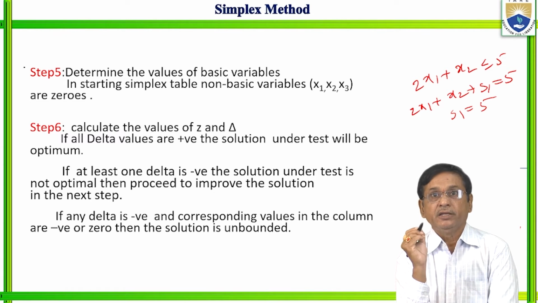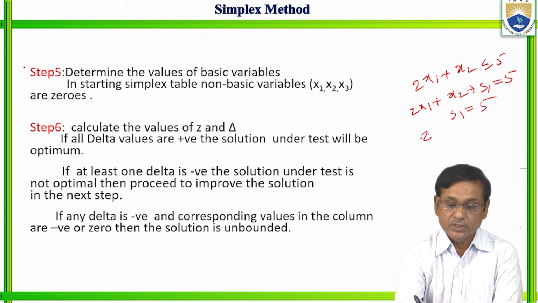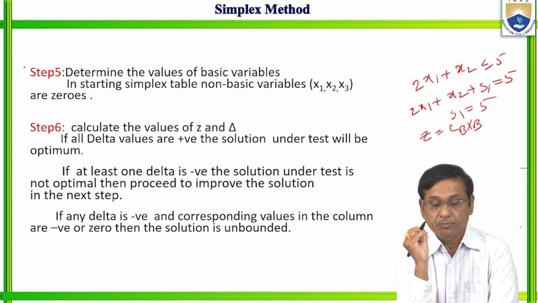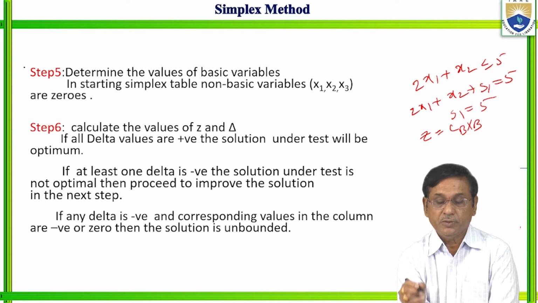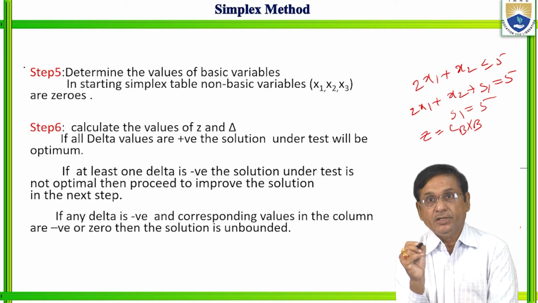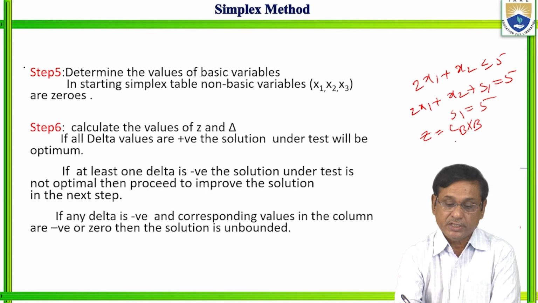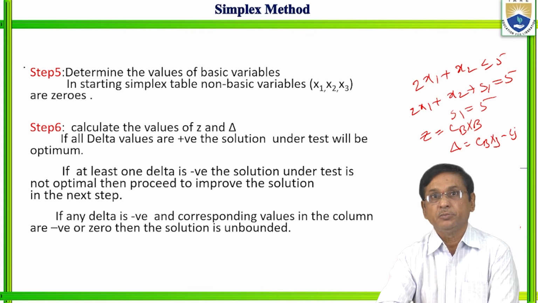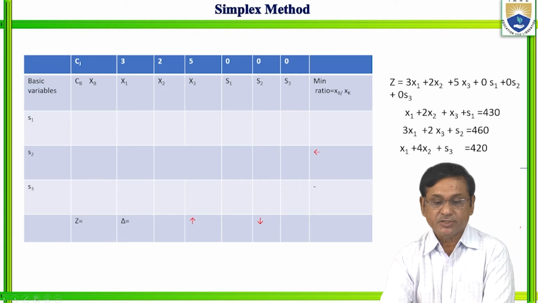Next, calculate the values of Z and delta. Z is equal to CB XB, that means coefficients of basic variables and values of the basic variables. If you multiply that, you will get the Z value. Then we have to find the delta value. Delta value is equal to CB XJ minus CJ. Now you can see the table. Now this is the simplex table.